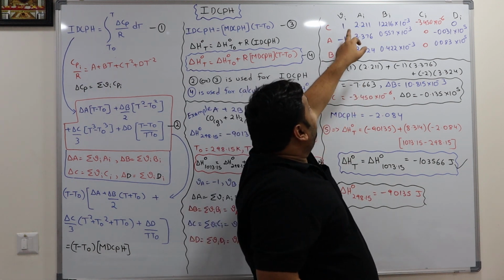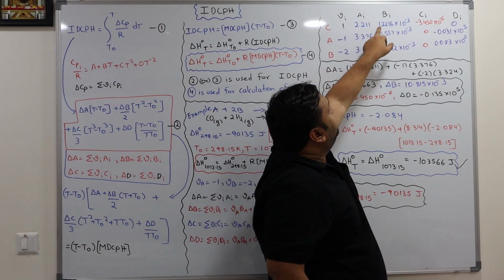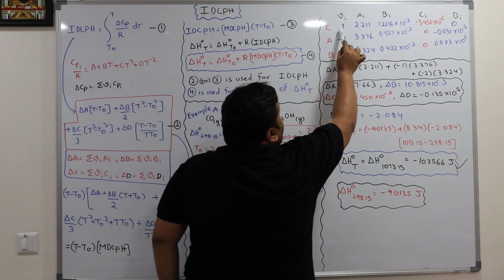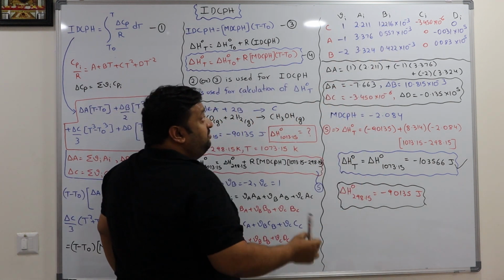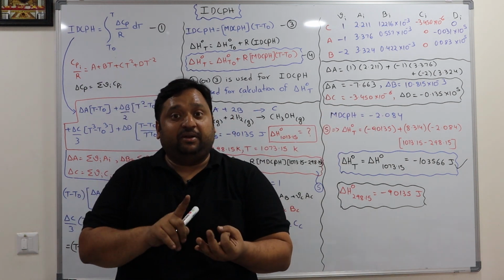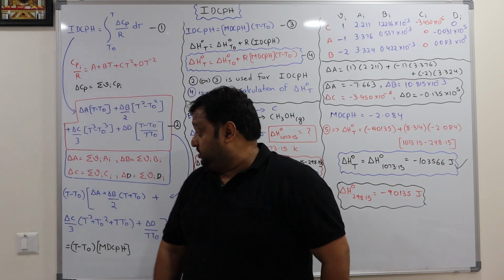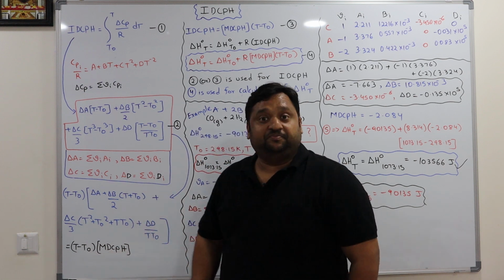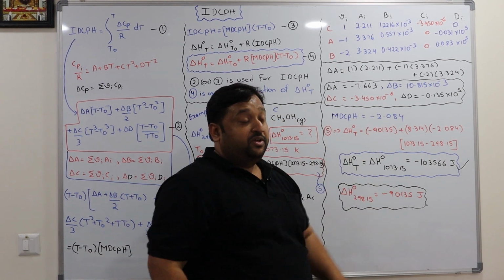Similarly, you can see this is VC into BC, like that. To expand this delta B, you have to see these two: this into this plus this into this plus this into this. Similarly, you have to calculate delta C and delta D. Once you know delta A, delta B, delta C and delta D, you can use this particular formula to calculate MDCPH. So MDCPH is minus 2.084.